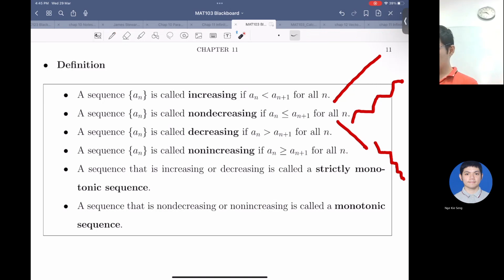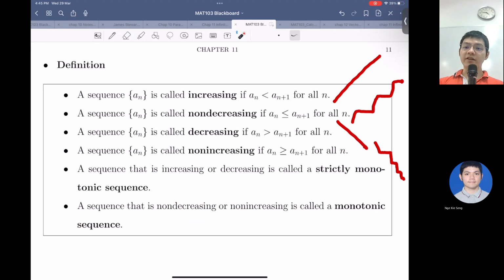Monotone means keep going on. Mono is one, right? So strictly monotone. And then non-decreasing and non-increasing is a monotonic sequence. So it's still monotone, but it's not strict. So all these are monotone anyway.